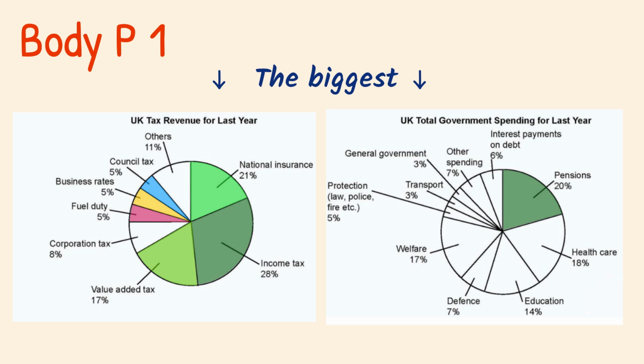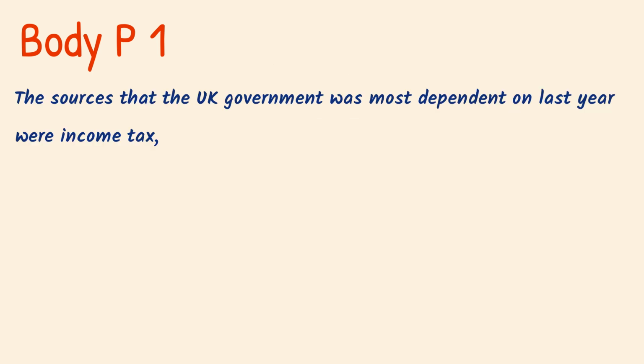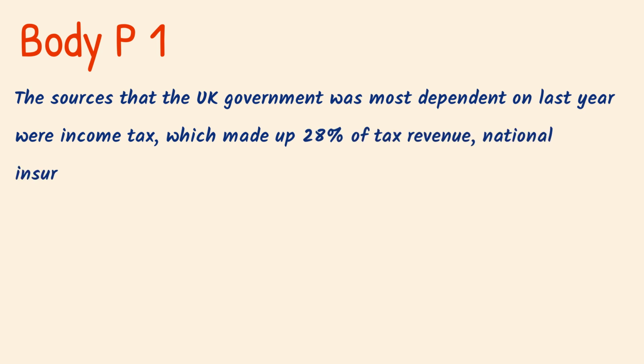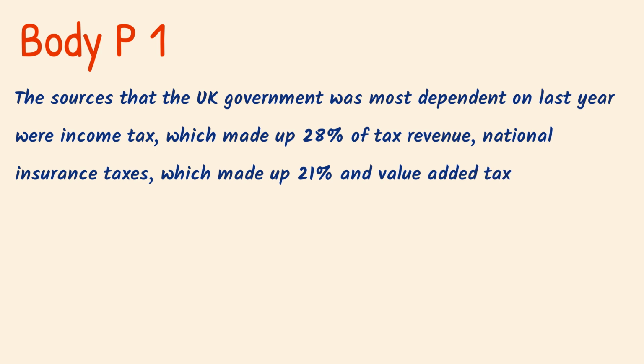So we divide this chart into two parts: the most dependent tax revenue and the least dependent, all right? So I start from the beginning again. The sources that the UK government was most dependent on last year were income tax, which made up 28% of tax revenue, national insurance taxes, which made up 21%, and value-added tax, which made up 17%.